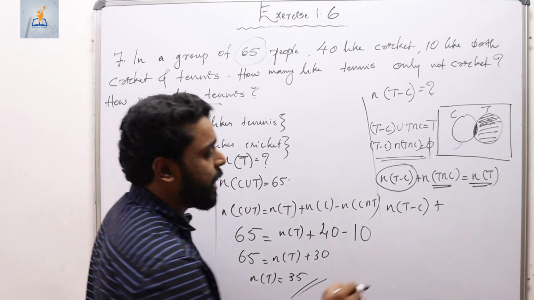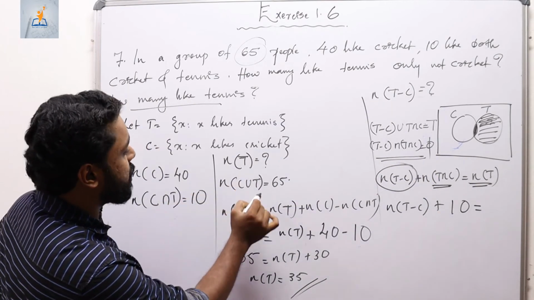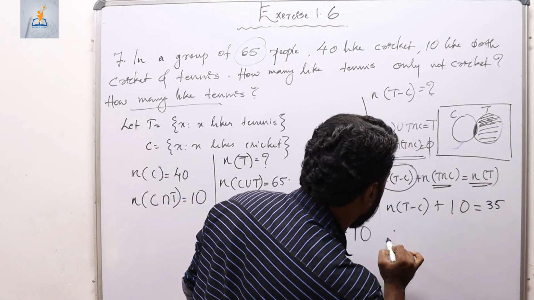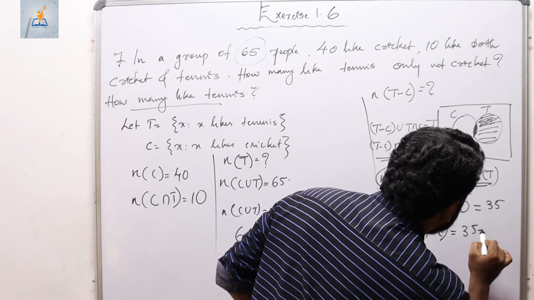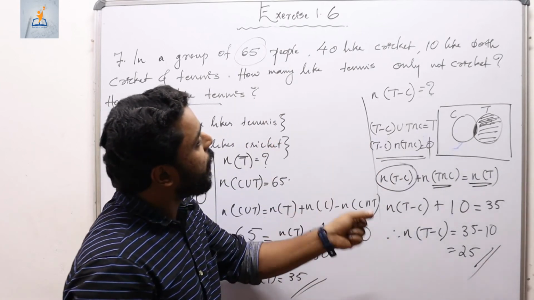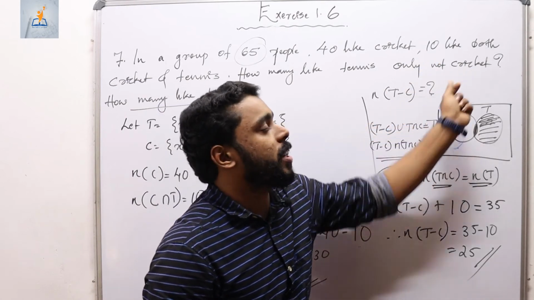It is equal to 10. 10 is equal to what is n of T? n of T is equal to, we have evaluated n of T equal to 35. Therefore n of T minus C is equal to 35 minus 10 is equal to 25. Therefore there are 25 people who like tennis only, not cricket.